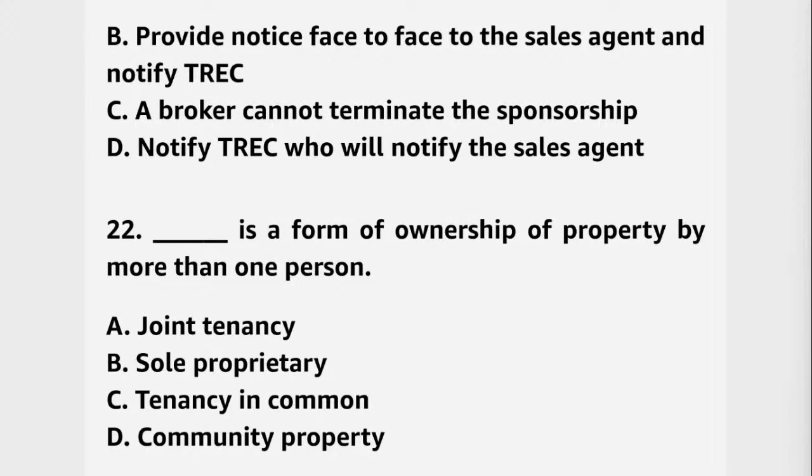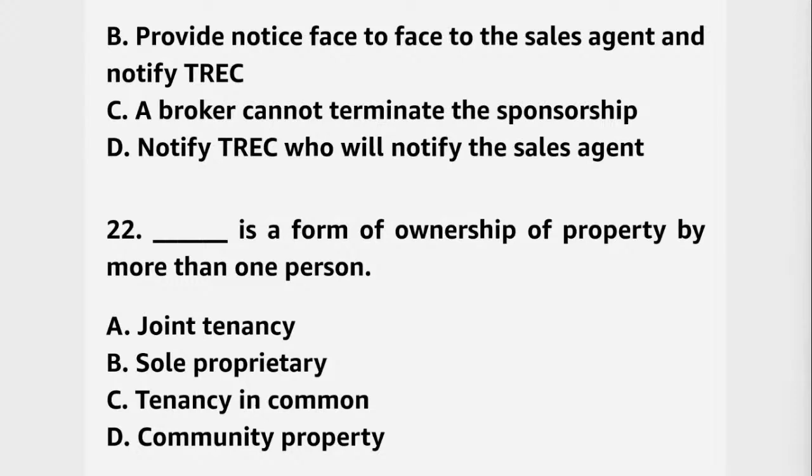Darn it, I forgot to post 21. So the answer is A, joint tenancy. Now, tenancy in common is also more than one person. It's two or more. And joint tenancy is also two or more. But joint tenancy has survivorship, where tenancy in common does not. If you're not familiar with what that means, I highly recommend that you go and study the vocabulary and learn what the four types of ownership are, because there are four types.